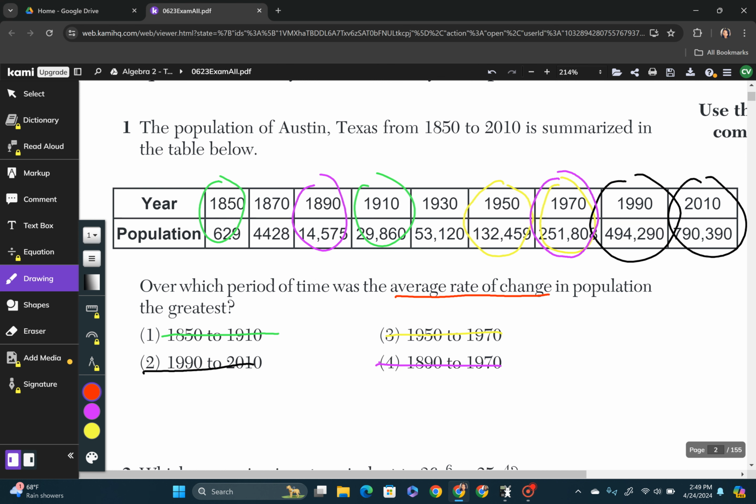So welcome to the June 2023 Algebra 2 Regents. We're going to start, this is the mock that we did. So I'm going to start out with question number 1. I just went through and highlighted a couple of things.